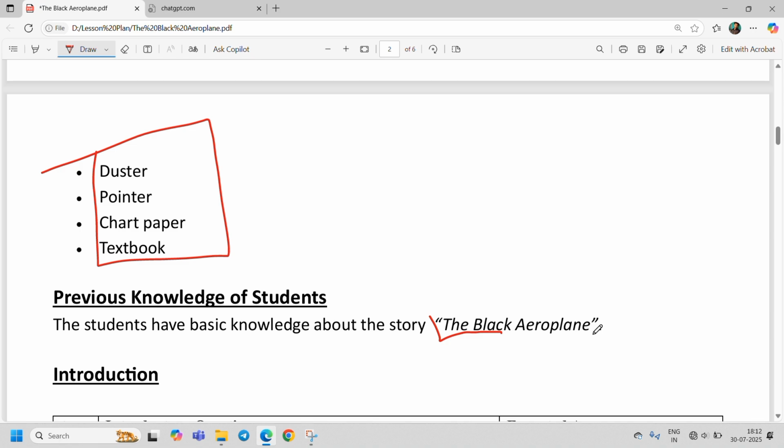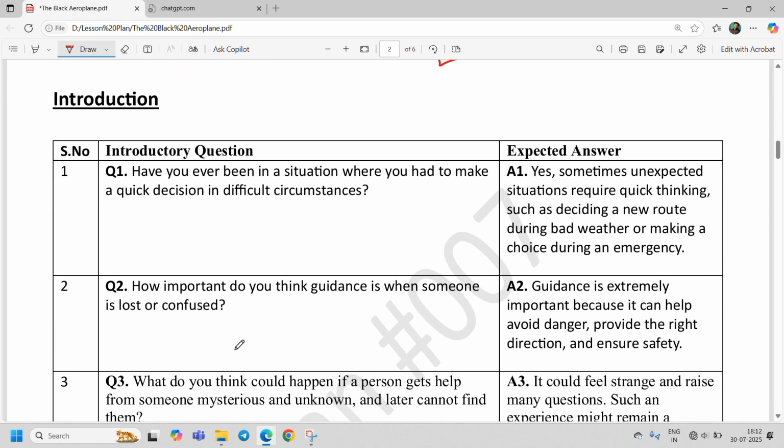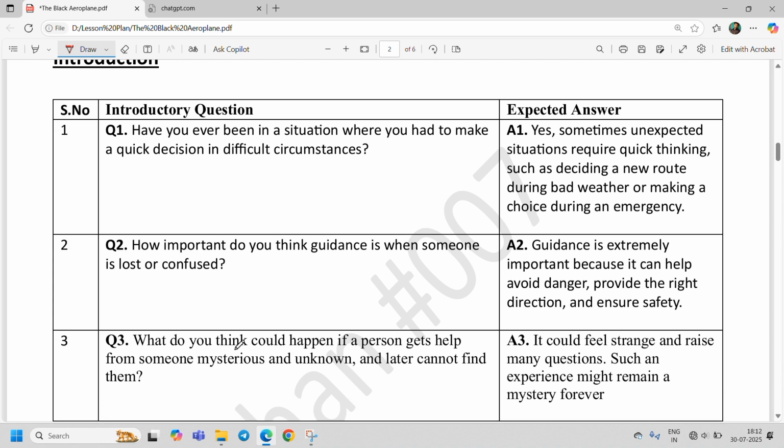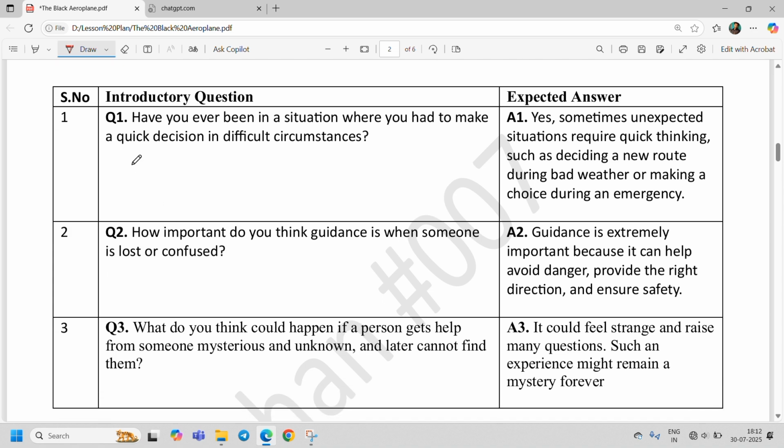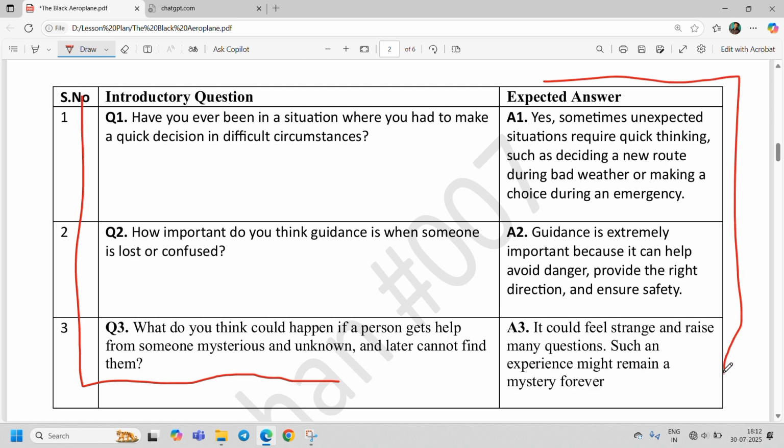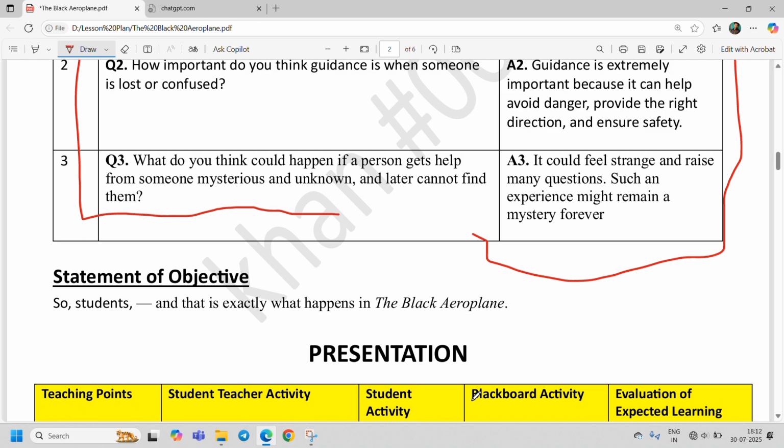then we come to introduction question. In introduction question, you can ask these questions. Okay, for this chapter, the Black Aeroplane, and your expected answer will be this. Okay. After that, you reveal the name of the chapter that we are going to study, the chapter The Black Aeroplane.